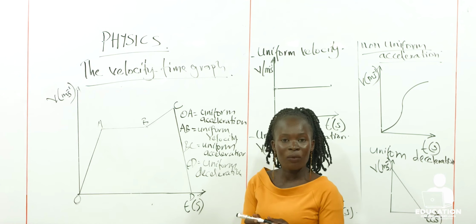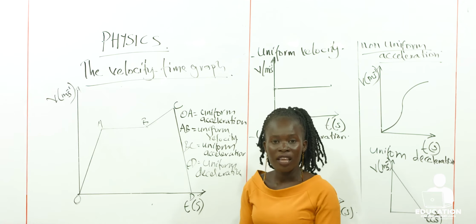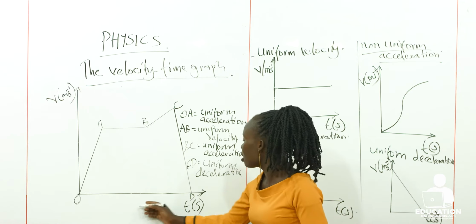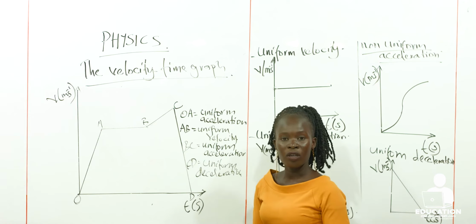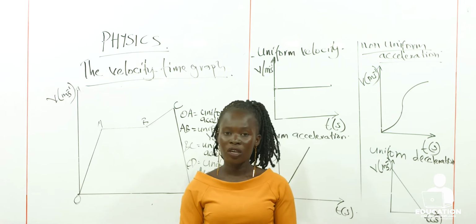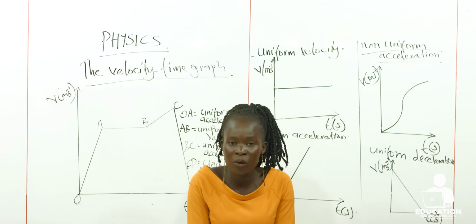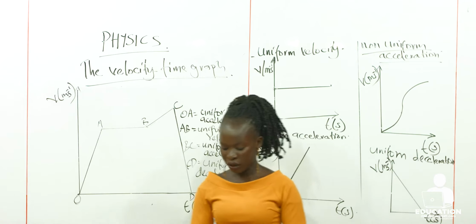So when you get the initial velocity, you get the final velocity, then you divide it by the whole time taken for the body to move. You divide the difference between the velocities by the time. So you'll come up with the slope, which is the acceleration of the body.